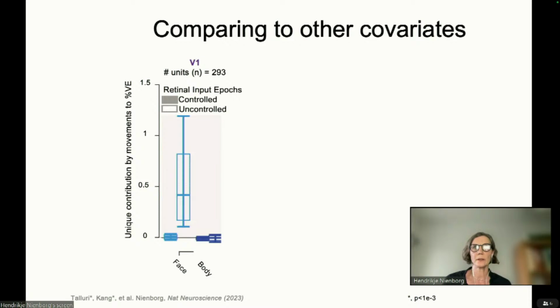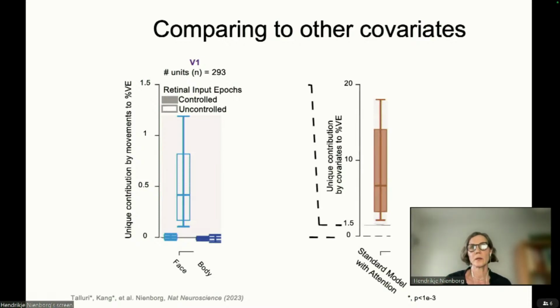And just to compare the amount of variance in these uncontrolled retinal input epochs to the overall variability uniquely captured by other covariates, this here is the comparison, so just note the different scale. Basically the standard model, mostly the stimulus model, but also including spatial attention, really accounted for much more variability, by an order of magnitude more.